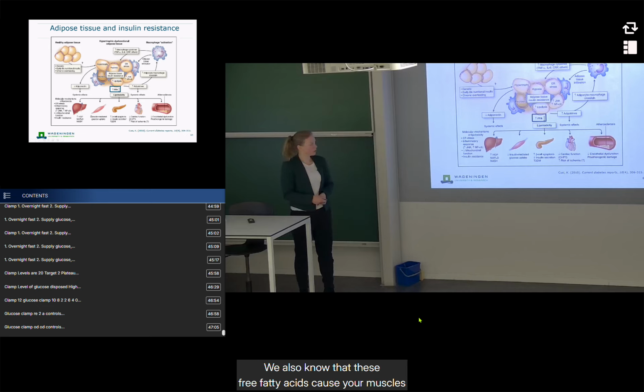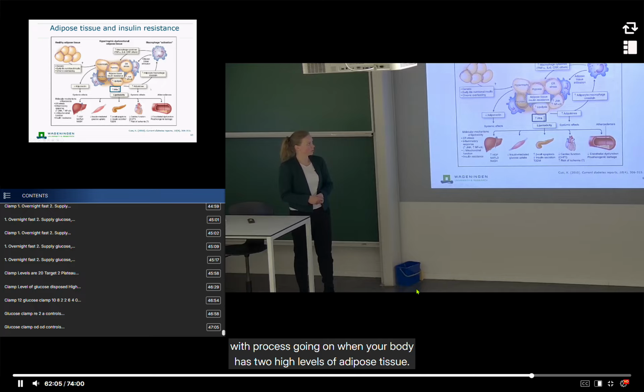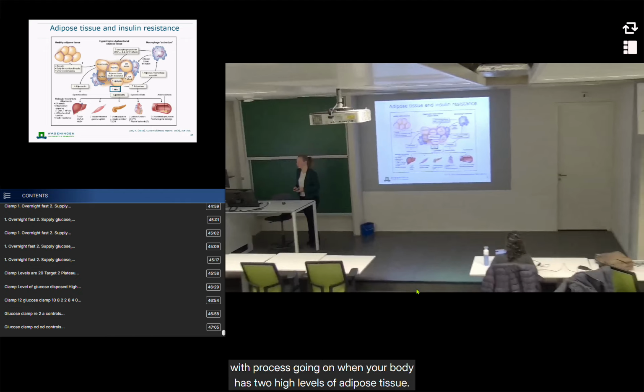We also know that these free fatty acids cause your muscles to respond less to insulin, so we see a lower uptake of glucose in your muscles. And we also see that the beta cells start to die, and that your insulin secretion goes down. There are also things happening with your heart, so there's a reduction in your cardiac function, and the process of atherosclerosis starts going on. So there's this whole cascade, I would say again, of processes going on when your body has too high levels of adipose tissue.